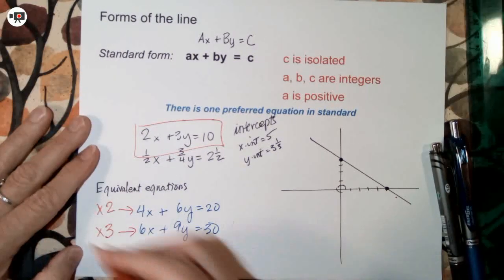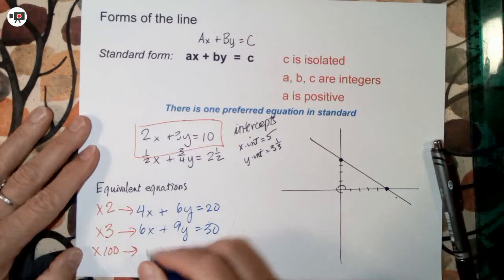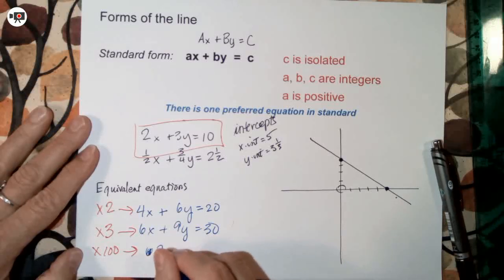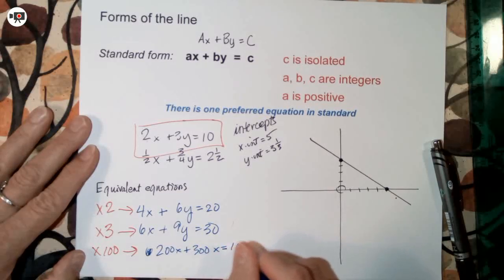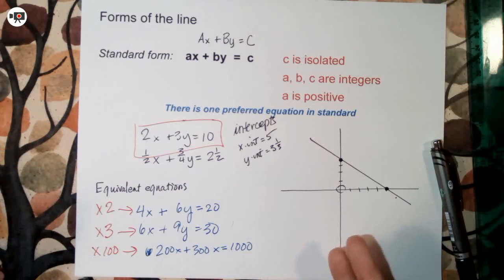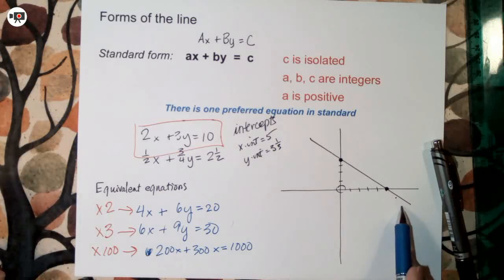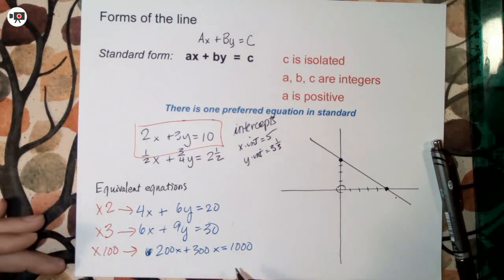Well, how about an easy one? How about times 100? Let's see. 200x plus 300y equals 1,000. Is that the same? Yeah, it's the same. It's equivalent. It's in standard form. It's perfectly okay. And it's still this same line. All of these are equivalent ways to write the same line.